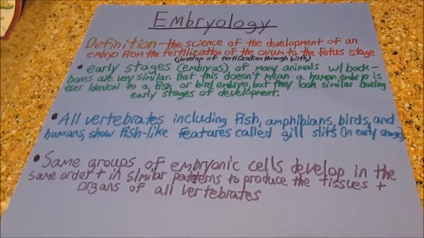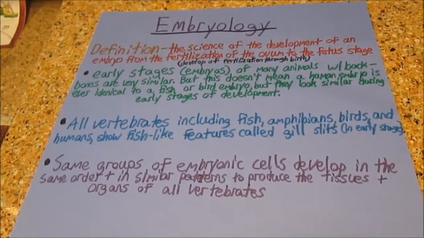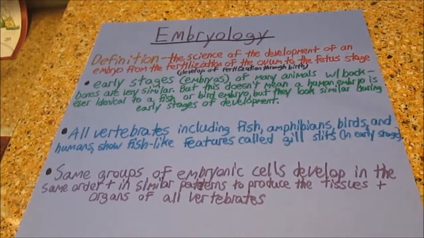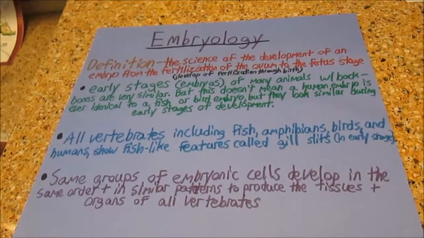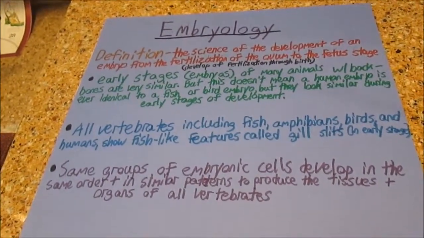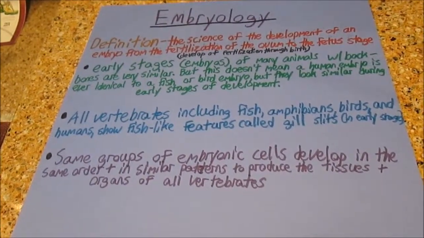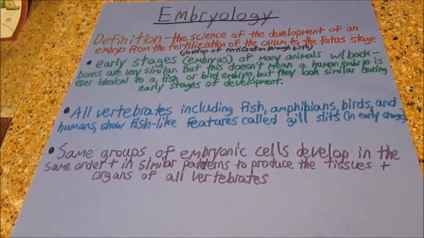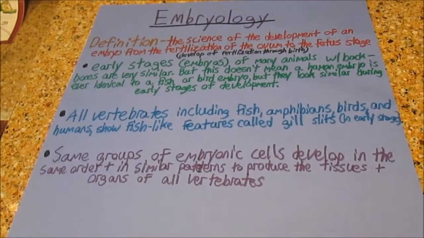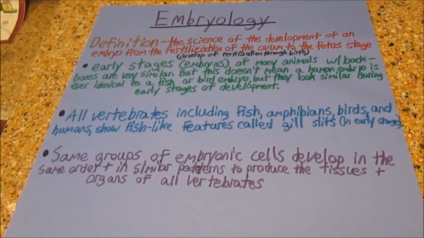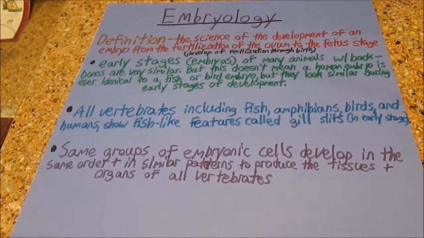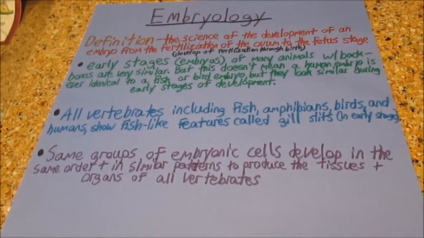So embryology. This is the science of the development of an embryo from the fertilization of the ovum to the fetus stage. Also, we can just say, the development, fertilization through birth. So early stages, embryos of many animals with backbones are very similar, but this doesn't mean a human embryo is ever identical to a fish or bird embryo, but they look similar during early stages of development.